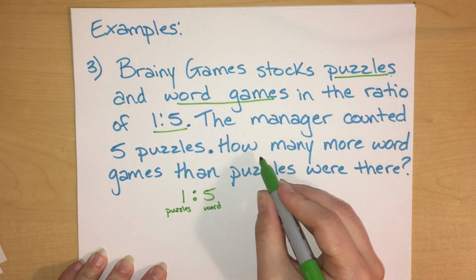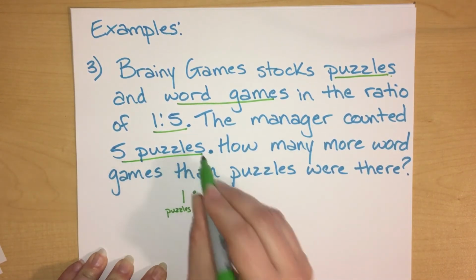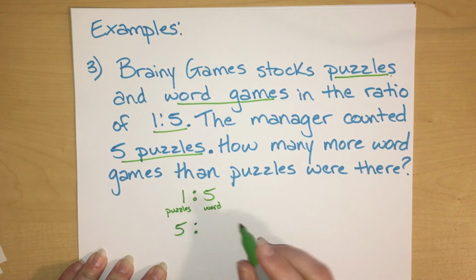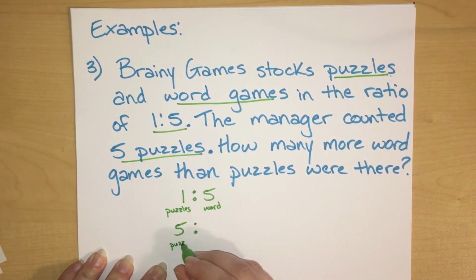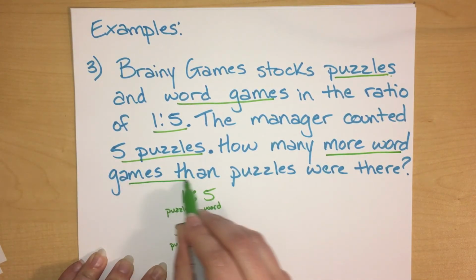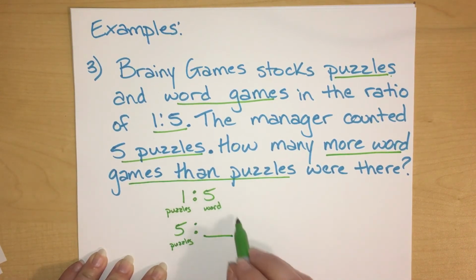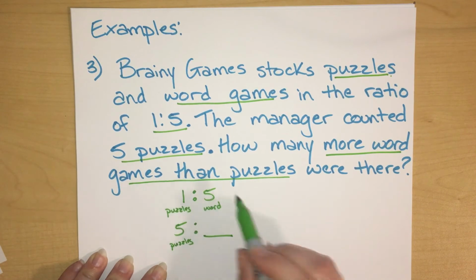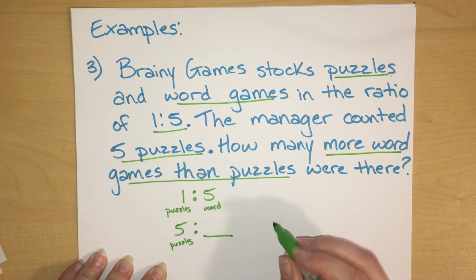Excellent. The manager counted 5 puzzles. So right now I have a ratio that shows me 1 puzzle. I'm going to be looking for a situation where that manager counts 5 puzzles instead. Then we're going to be figuring out how many more word games than puzzles were there. So I'm going to be looking for a difference here. How many more word games were there than puzzles? I need to know how many parts there were that were the word games.